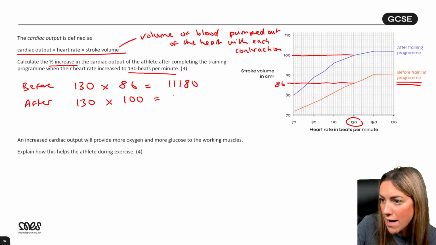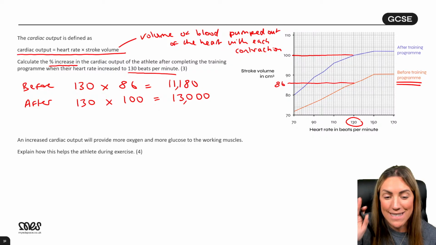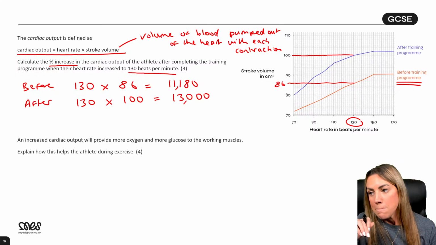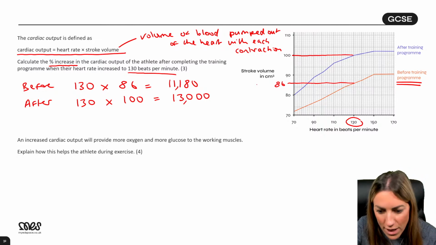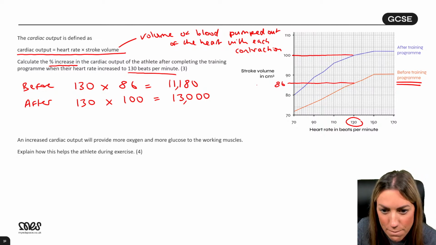So after the training program, that's what the cardiac output is. Now, I need to do the percentage increase. Okay, so I've only done part of the question. I've only basically worked out the cardiac output before and after. What's the equation for percentage increase, please?